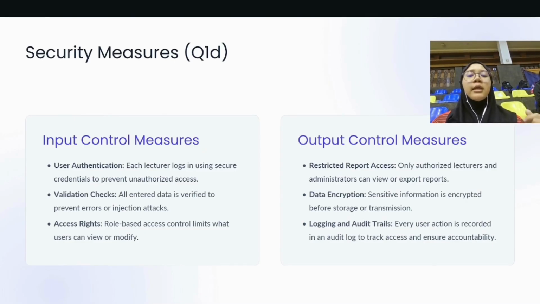Okay, and next is data encryption. Data encryption is sensitive information is encrypted before storage or transmission. And lastly is login and audit trails. So every user action is recorded in an audit log to track access and ensure accountability.